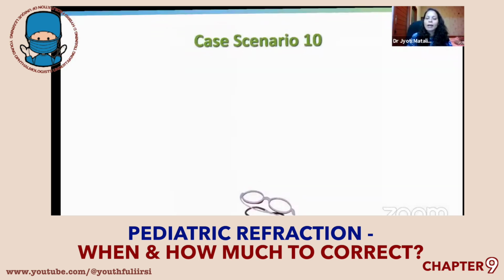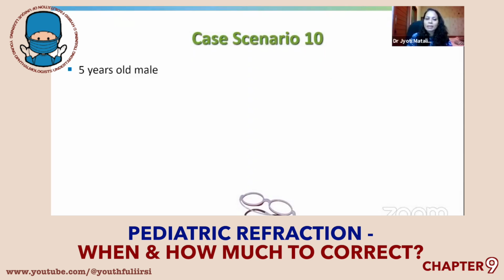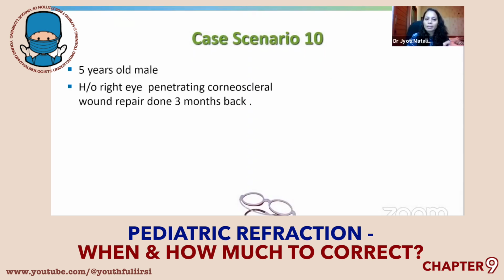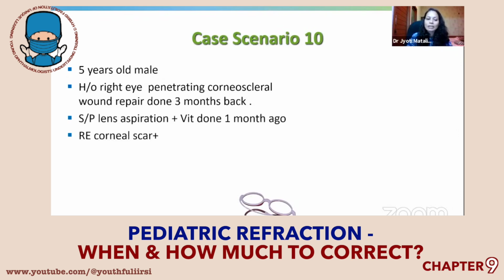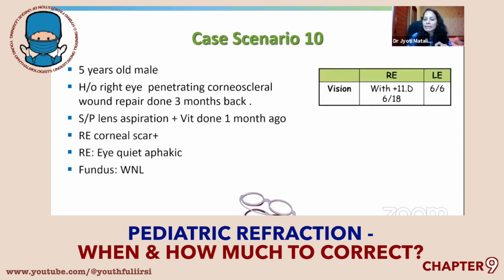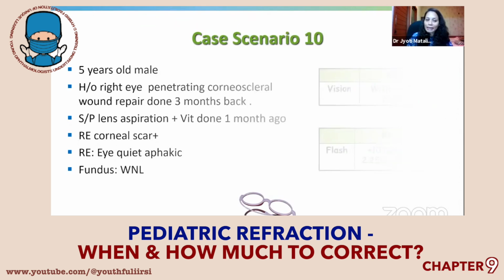Now, case scenario 10, a 5-year-old male who underwent penetrating corneoscleral wound repair 3 months ago, underwent cataract surgery a month ago, has a corneal scar. It's aphakic. Fundus is normal. So you can see with plus 11 the vision improves, and this is a refractive error. What do you do? Contact lens for the right eye.